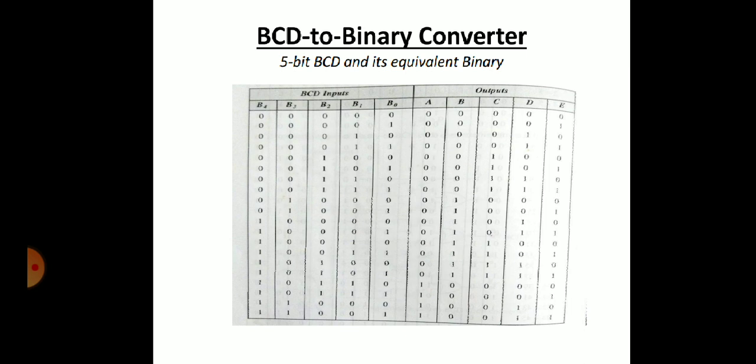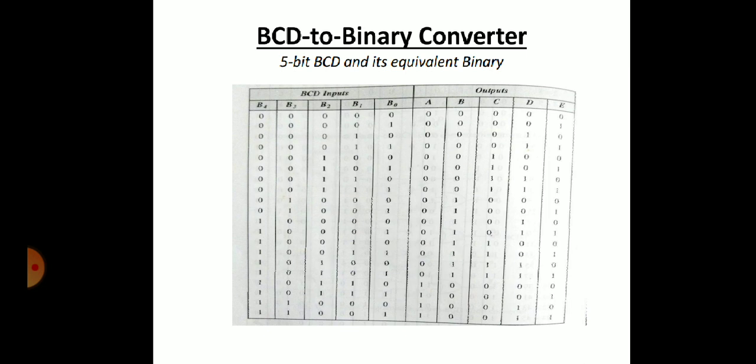The second last row, what is the BCD input? 1 1 0 0 0. So first from B3 to B0, what is the value? 1 0 0 0, that is 8, and B4 is 1. So what is the number? 18. To represent it in binary, how can we represent 18? 1 0 0 1 0.